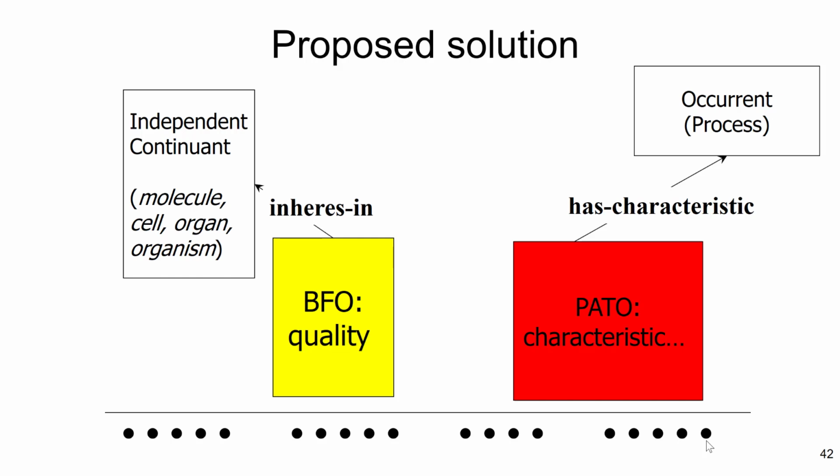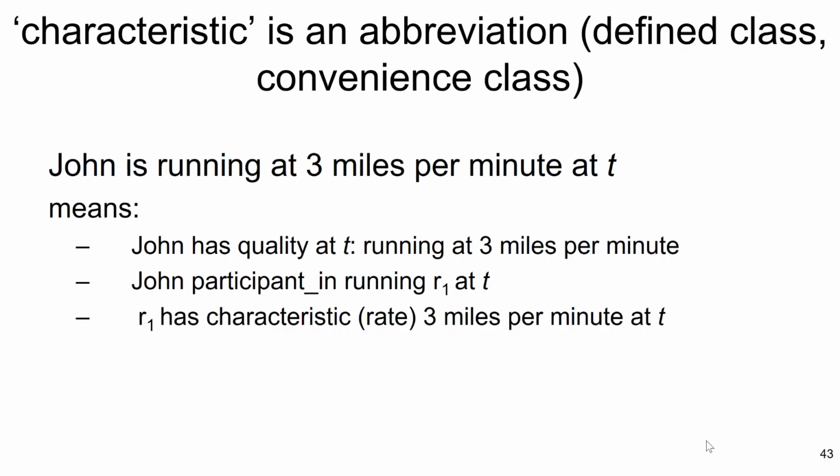The first step is something like this, that all the PATO process qualities are renamed process characteristics. And then all the remaining qualities in PATO will be BFO qualities, as was required. And characteristic now is just an abbreviation. It's a defined class, as we call it.